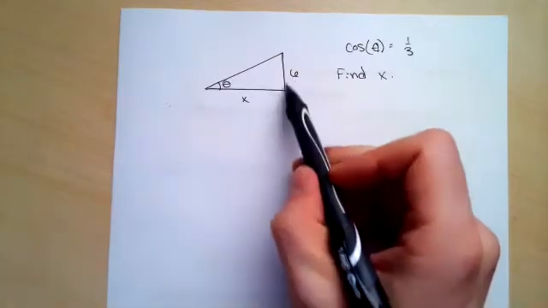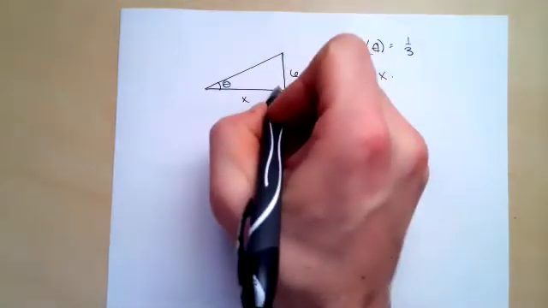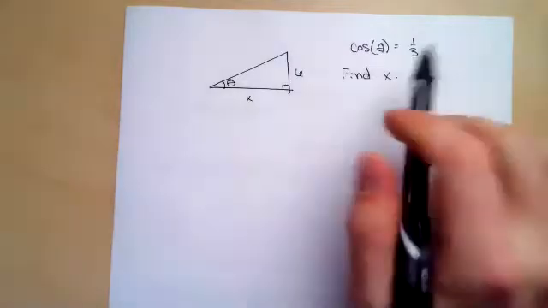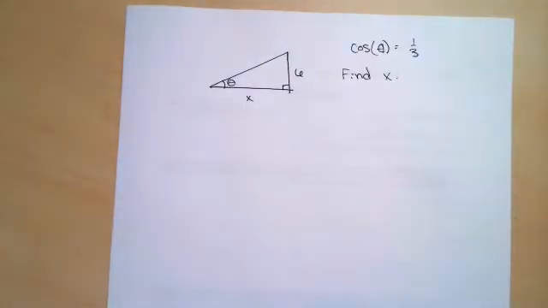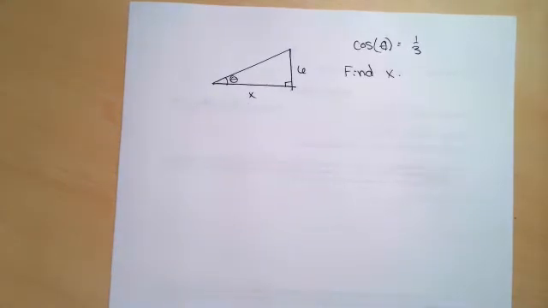So we know one side length of the triangle, and we know a cosine ratio of the angle. And our problem now is to find x. It's going to be a little bit of steps in this one. So take a look at your cheat sheet. Let's write down all the information we know. We're given cosine.